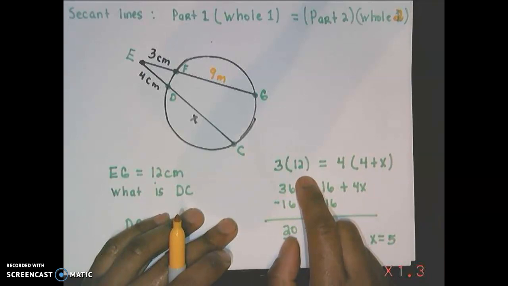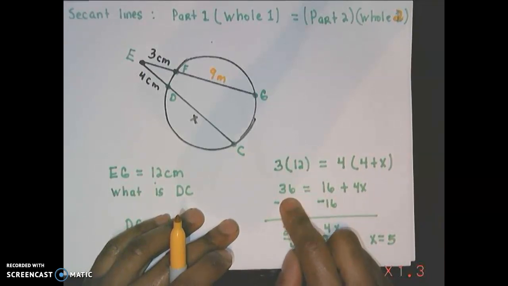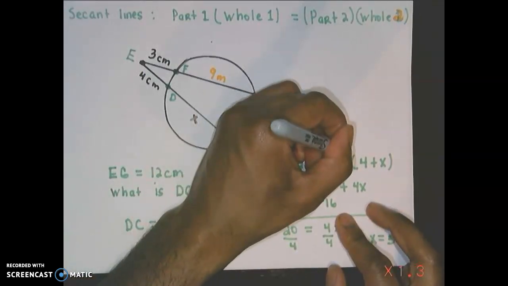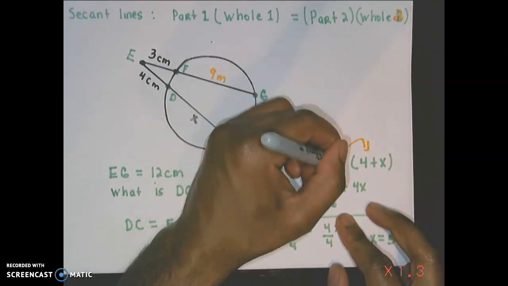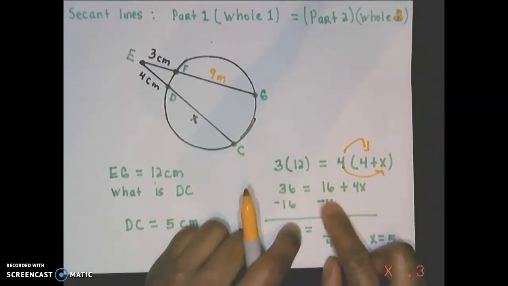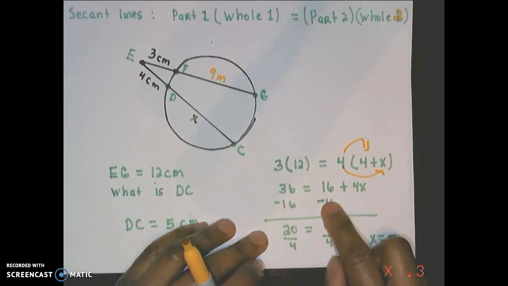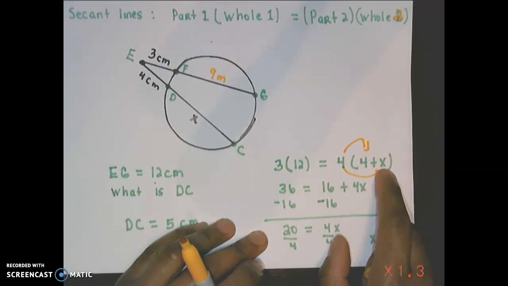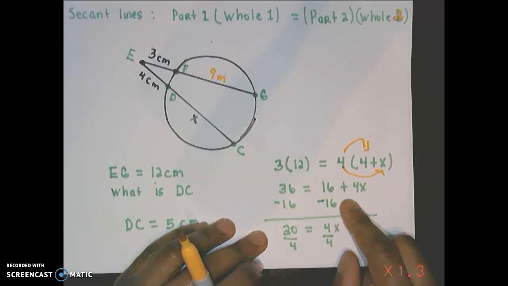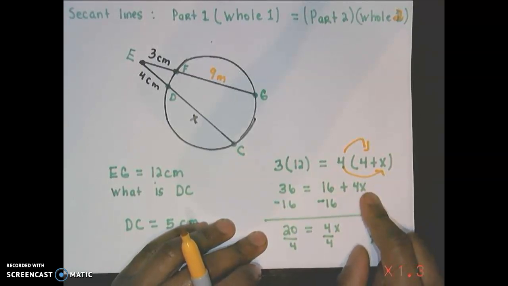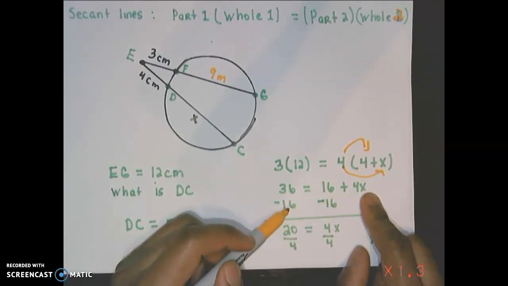So 3 times 12 is going to give us 36. Now I need to distribute my 4. So 4 times 4 is going to be 16. Then I have 4 times X, so that's going to give me my 4X. And now I need to get X by itself, so I'm going to subtract 16 from both sides.